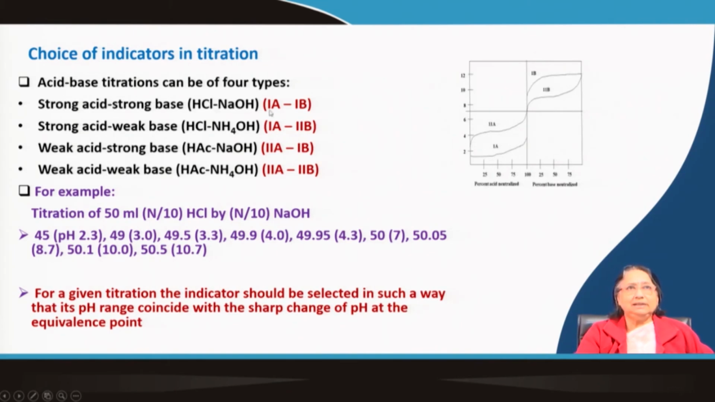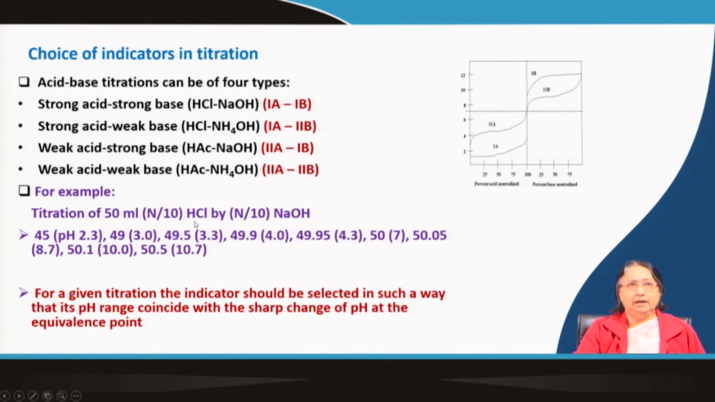Strong acid versus strong base, it may be HCl versus NaOH. Strong acid versus weak base, maybe HCl versus ammonium hydroxide. Weak acid versus strong base, maybe acetic acid versus NaOH. Okay. Weak acid versus weak base, it may be acetic acid versus ammonium hydroxide. So, there are so many different kinds. Then how will you choose which indicator for these titrations? So, it is shown with an example.